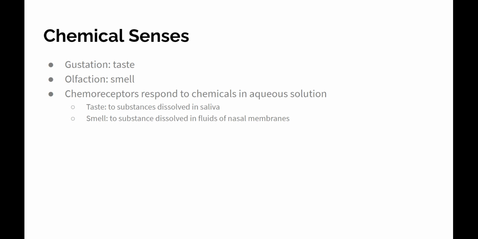With both gustation and olfaction, you have chemoreceptors, and those are the primary receptors in these senses. The way that they work is they respond to chemicals in an aqueous solution, in a watery solution. With taste, those chemoreceptors respond to substances dissolved in saliva. And with smell, it relies on the fluids in your nasal membranes in order to dissolve those chemicals that come in for them to be stimulated.